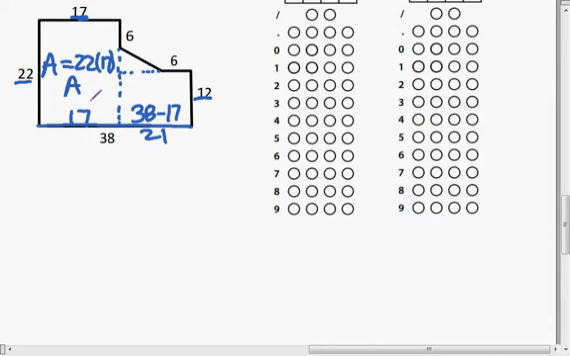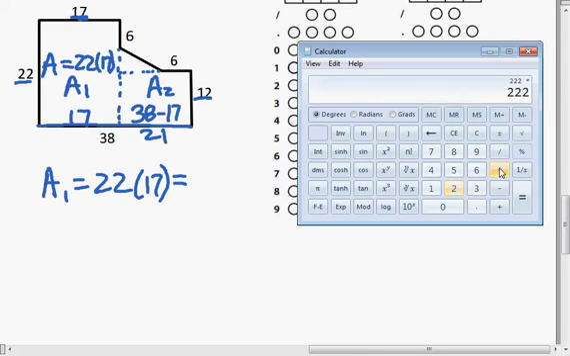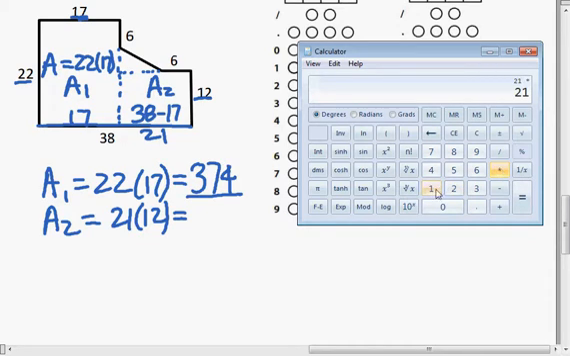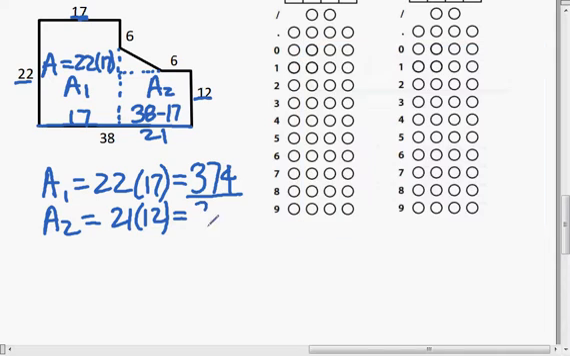So I'll call this A1 and A2. Area 1 is 22 times 17, which equals 374. Area 2 equals 21 times 12, which equals 252.